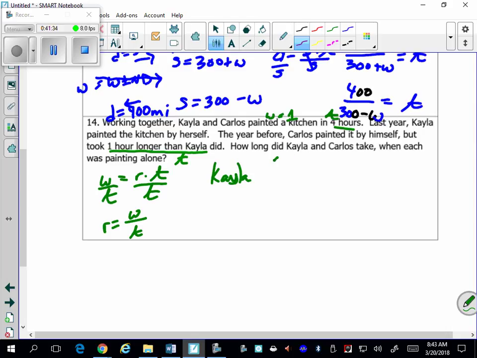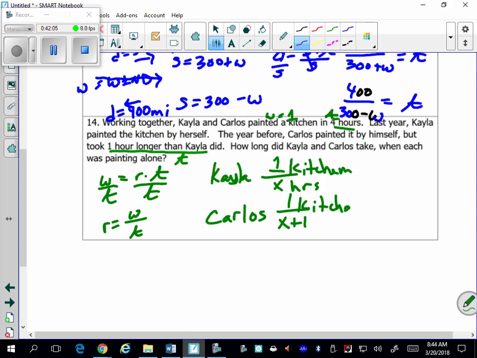Carlos can paint one kitchen in the same amount of time as Kayla, plus 1 hour. So we have one kitchen in x hours for Kayla, and one kitchen for Carlos in x plus 1 hours. And we know together they can paint one kitchen in 4 hours.